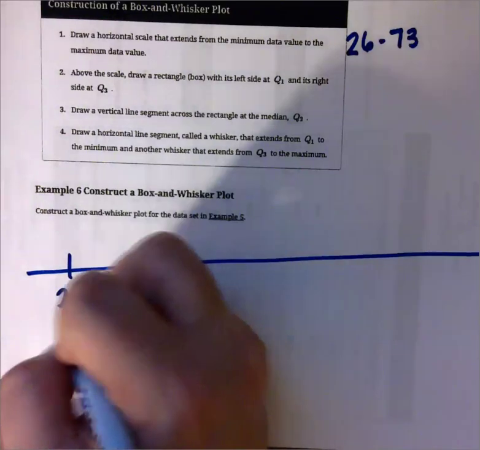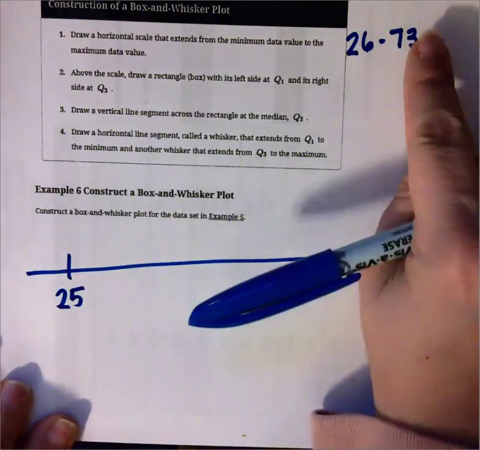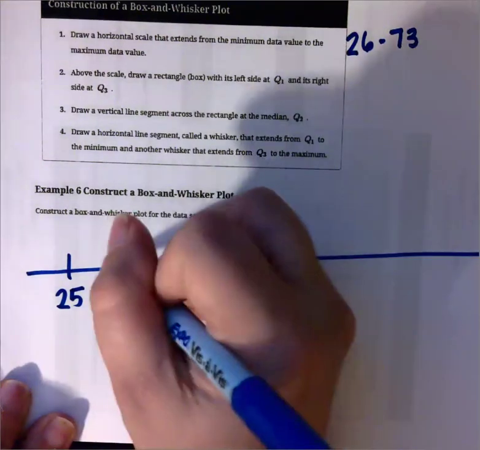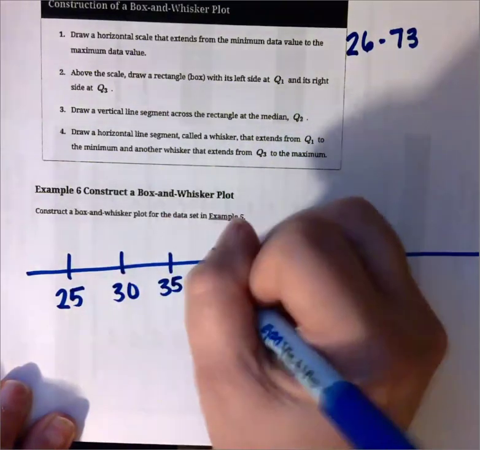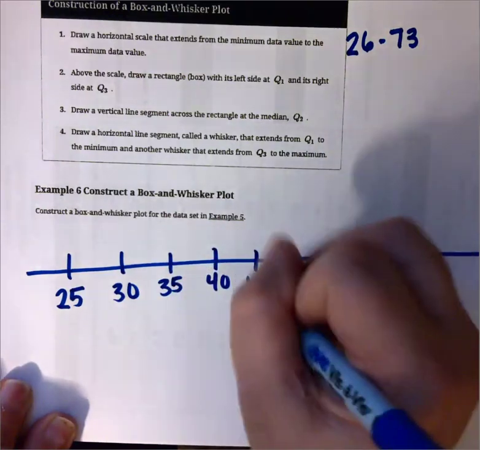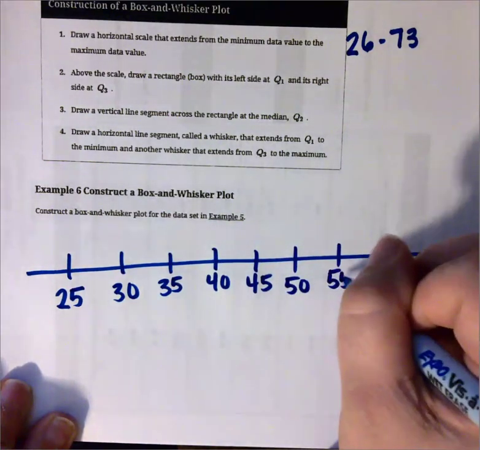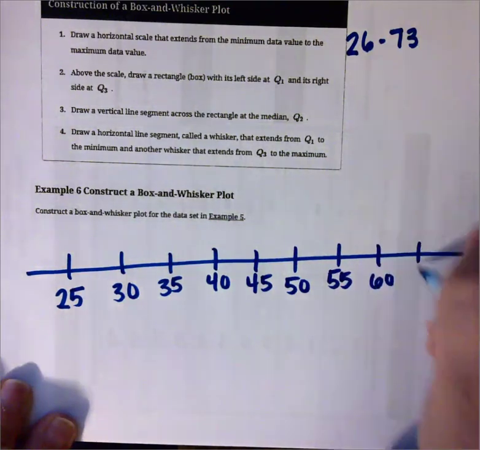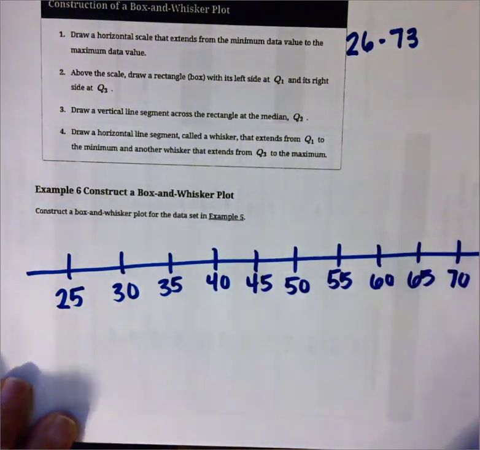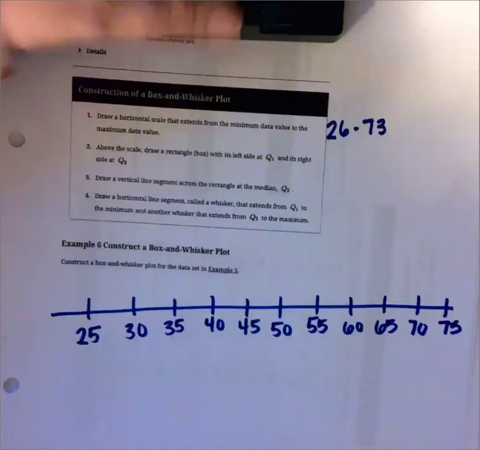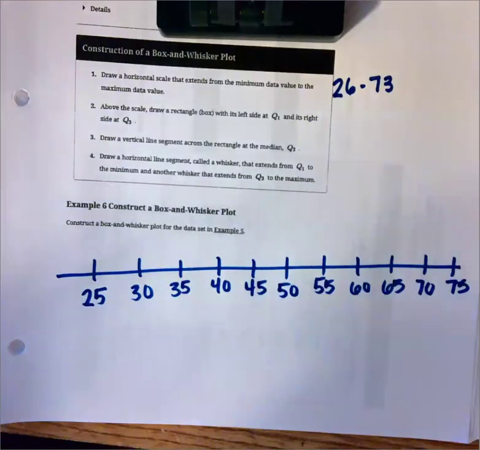Well, I like to start with what I call even numbers, even though it's an odd number. I don't want to start with 26, I'm going to start with 25. And I'm going to count by 5s. So 30, 35, 40, 45, 50, 55, 60, 65, 70, and 75. And what that allows me to do is to cover all of the values and a little bit of extra space.